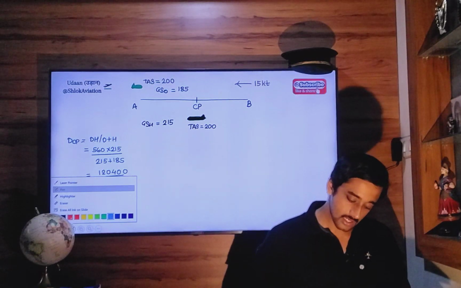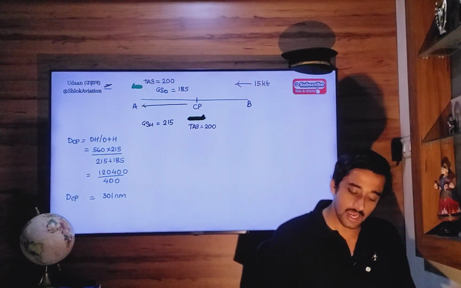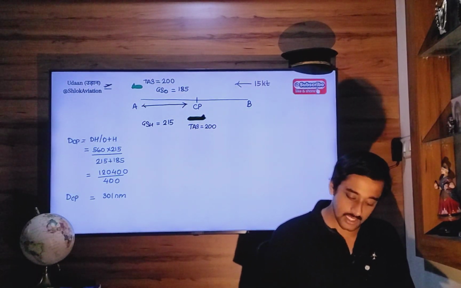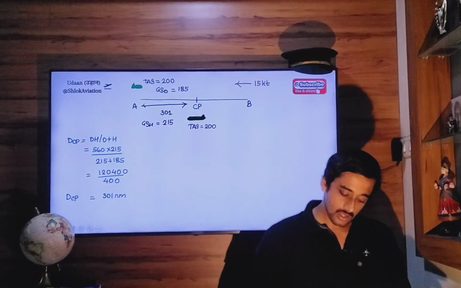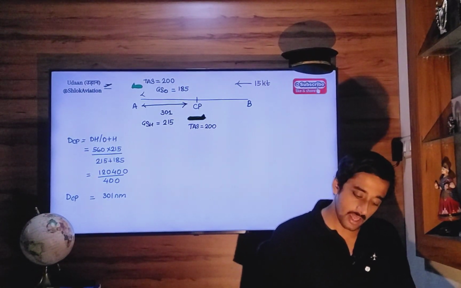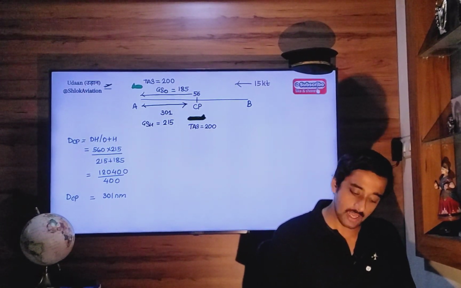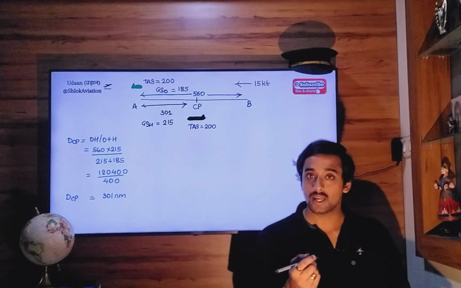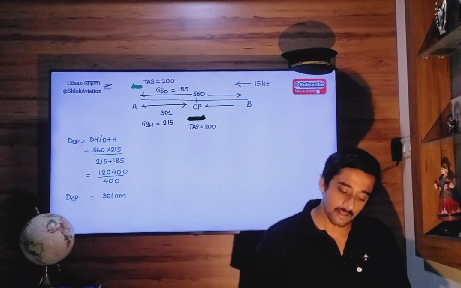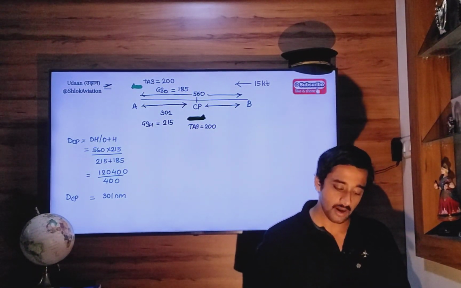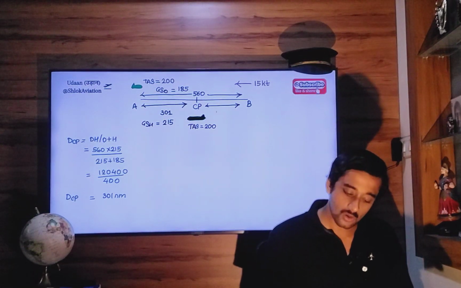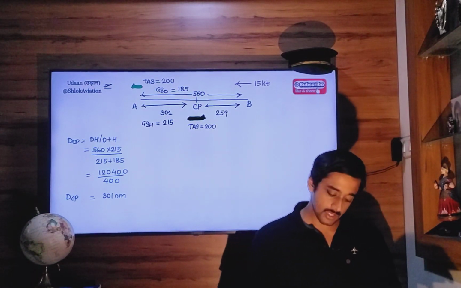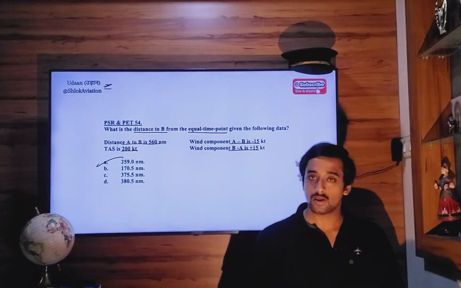That means this distance between A and critical point is 301. The total distance between A and B is 560. So what is the remaining distance between critical point and Bravo? 560 minus 301, 259. So correct answer is 259, option A.